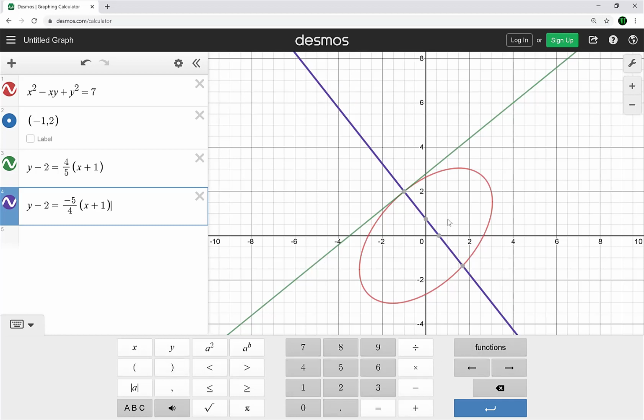Thank you, Desmos, for giving us such beautiful graphs. I really appreciate you. Isn't that awesome, guys?